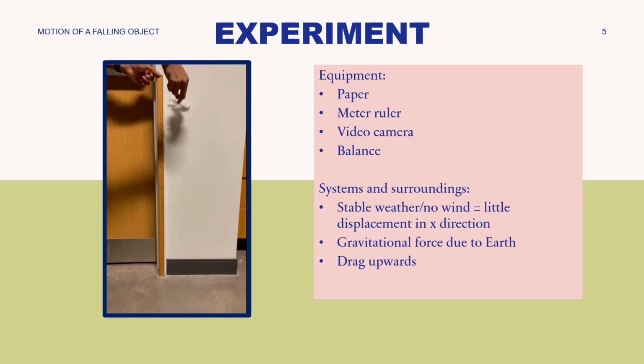Here is the experiment. We used a paper, a meter ruler, a video camera, a balance. And for our systems or surroundings, we took the video in a stable weather where there's no wind, so that there's little displacement in the x direction. The other forces acting on the paper were the gravitational force due to Earth and the drag that was acting upwards.